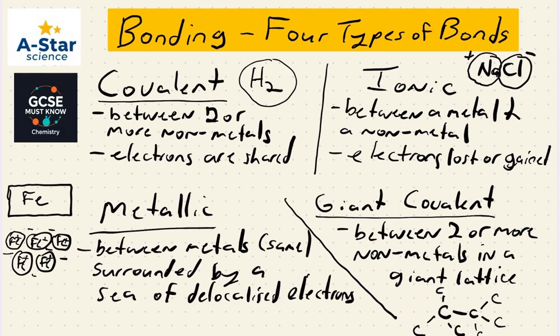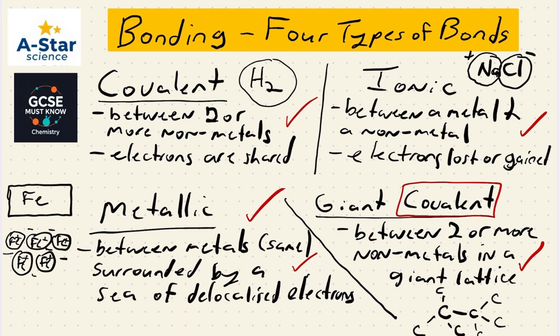So again, let's summarize the 4 types of bonds that we need to know. There is covalent, which is bonding between 2 or more nonmetals in which electrons are shared. There's ionic, bonding between a metal and a nonmetal. Electrons are lost or gained in this type of bonding. There's metallic, which is bonding between metals of the same type of atom, surrounded by a sea of delocalized electrons. There's giant covalent, which is bonding between 2 or more nonmetals because it is covalent, but in this case, they form a giant lattice.